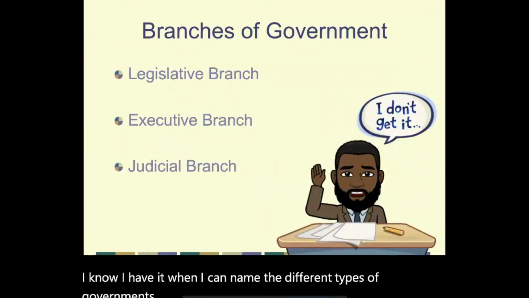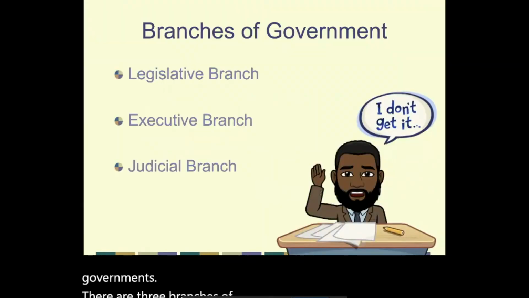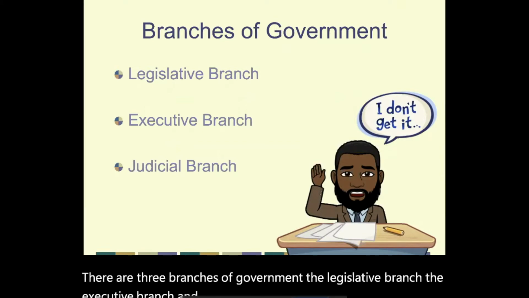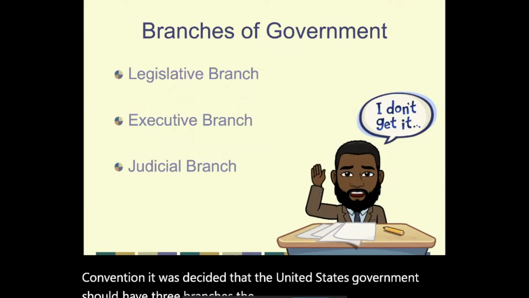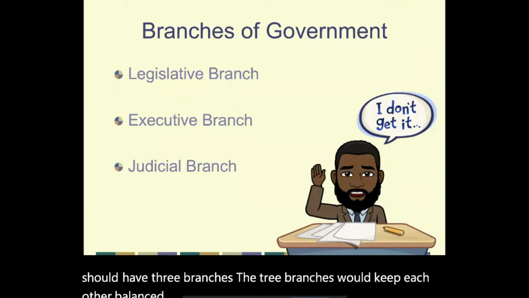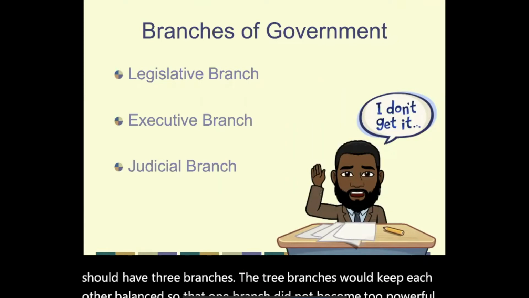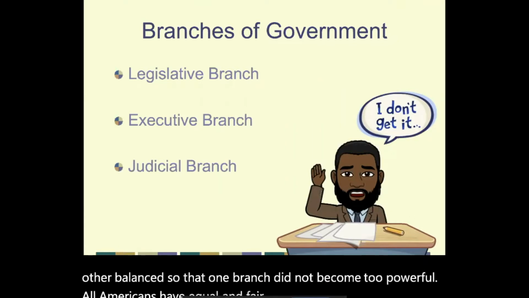There are three branches of government: the legislative branch, the executive branch, and the judicial branch. During the Philadelphia Convention, it was decided that the United States government should have three branches. The three branches would keep each other balanced so that one branch did not become too powerful. All Americans have equal and fair representation through the three branches.